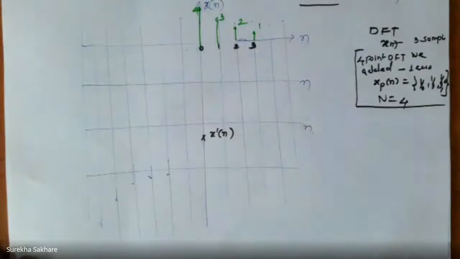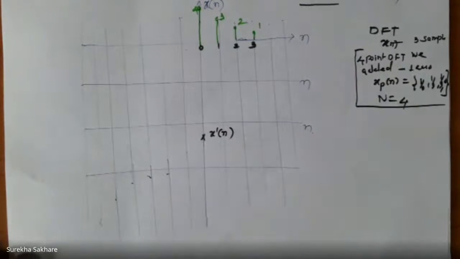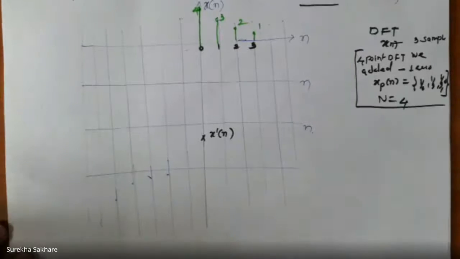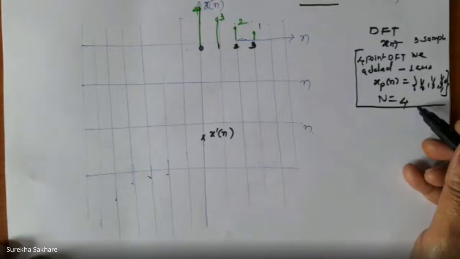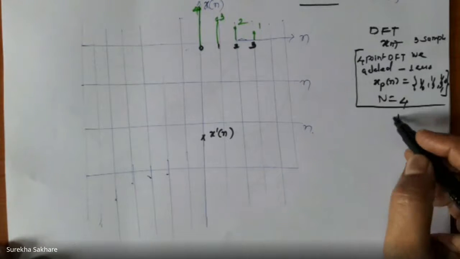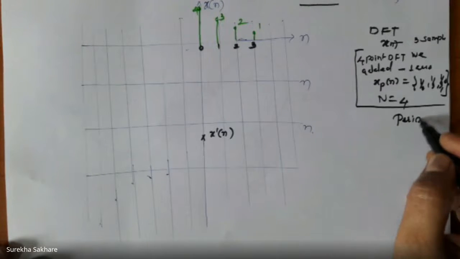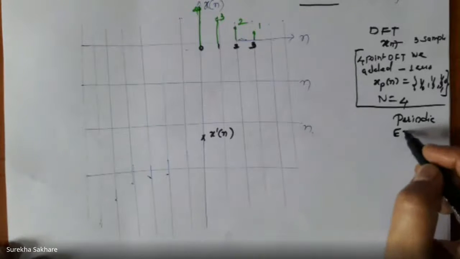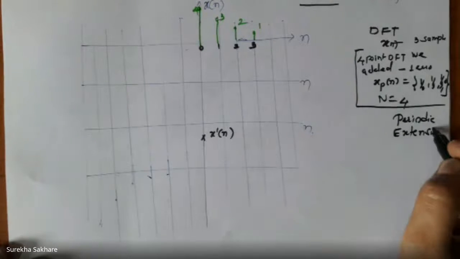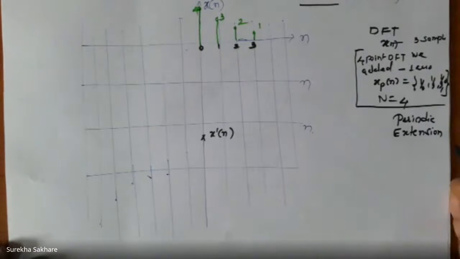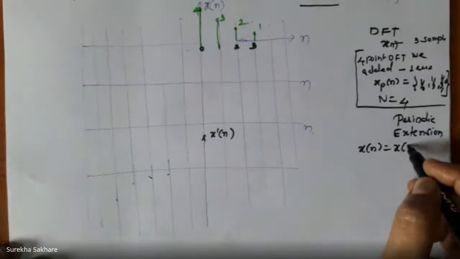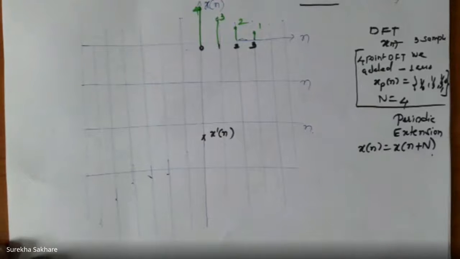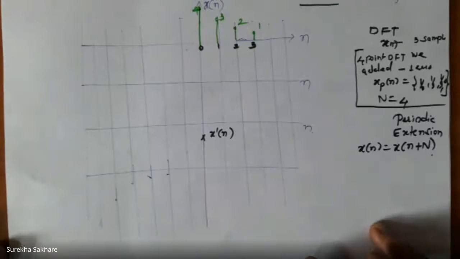But what is the reason behind this? This is coming from the technique called periodic extension. We've also seen in the periodic property that x of n is equal to x of n plus N. Now we will just check it out. What is the periodic extension?